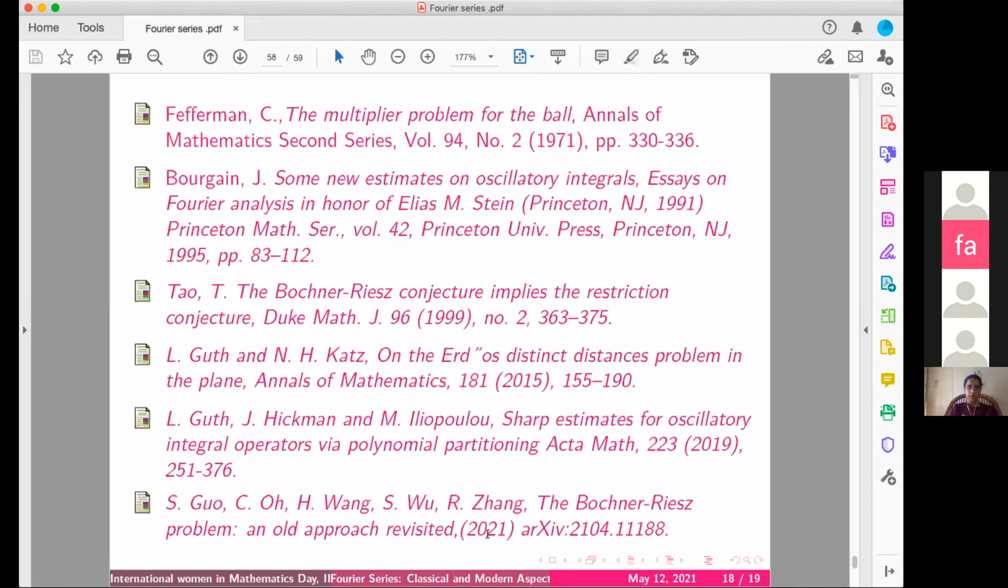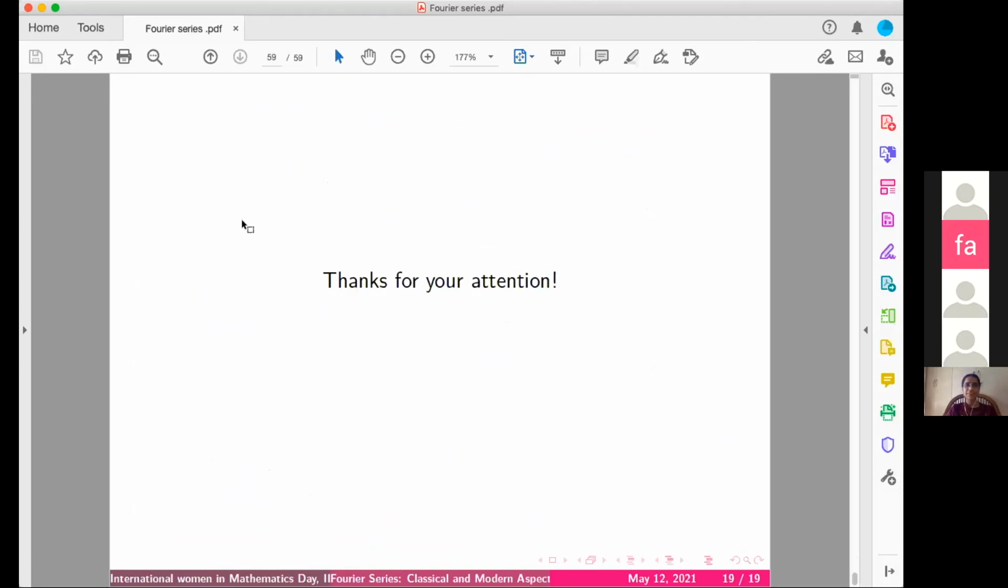And this, I think, is the latest paper, which again uses polynomial partitioning as a very important tool in proving the Bochner-Riesz conjecture. And finally, the convergence of the Fourier series. Yeah, thanks for your attention.